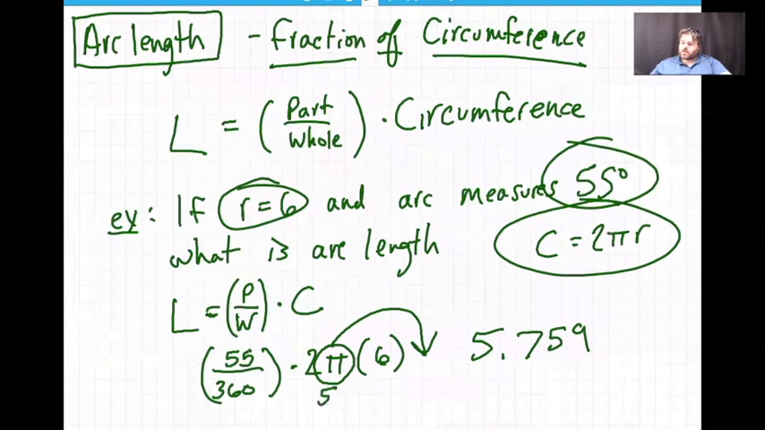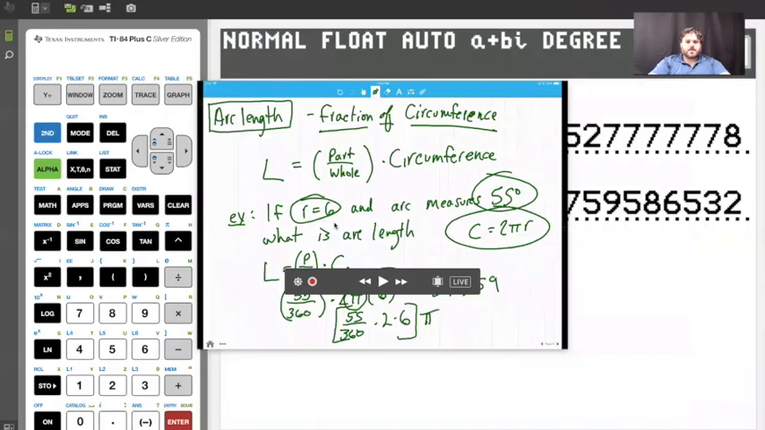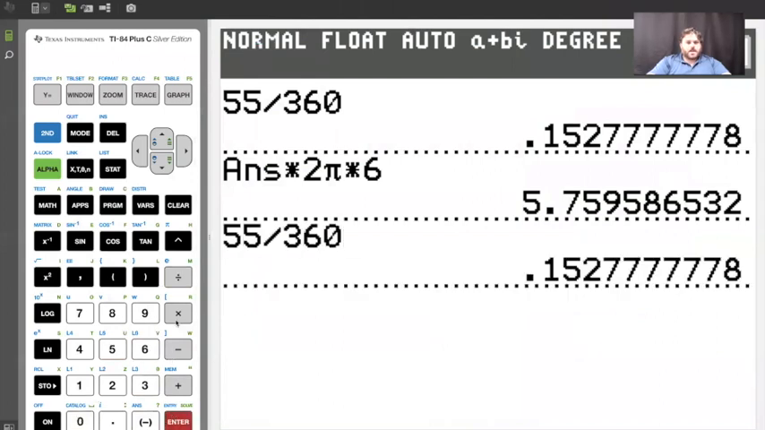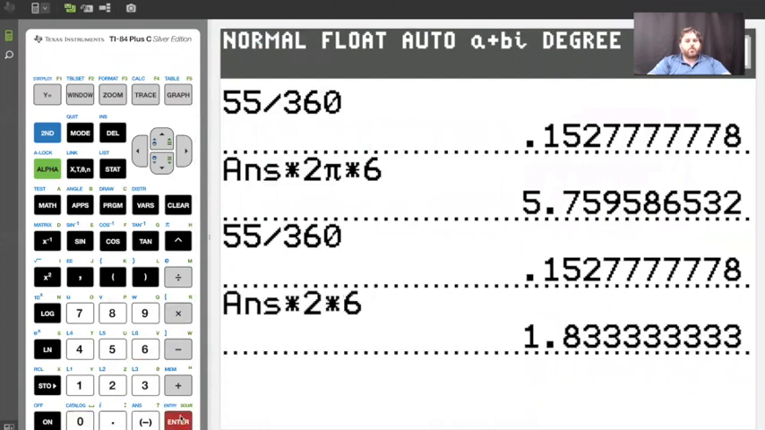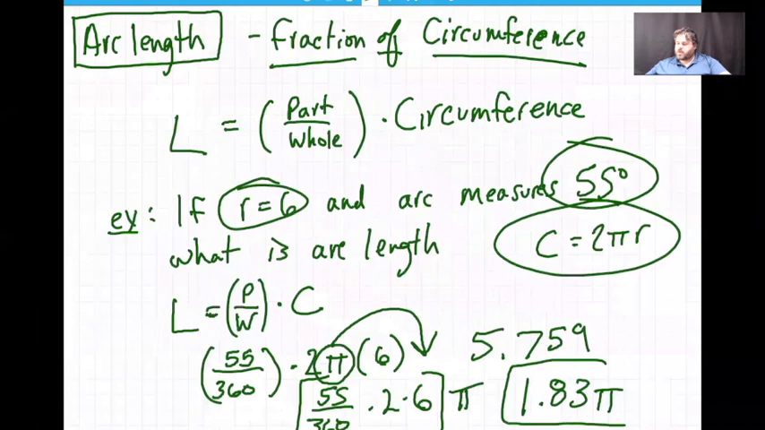So we want to say, what is 55 divided by 360 times 2 times 6? That's the number, and then pi will just go at the end. So you just stick the pi at the end, you do the rest of the math, and you say, well, that's the number of pi's. So I do 55 divided by 360 times 2 times 6, which gives me 1.83. So that's the number of pi's. So 1.83 pi. So either one of these answers would work.